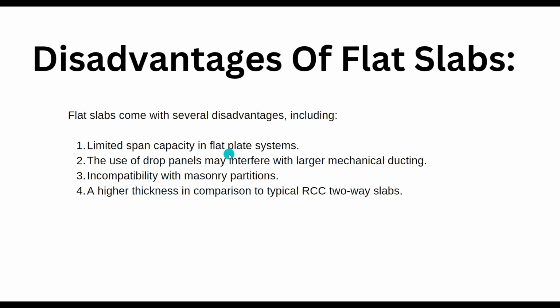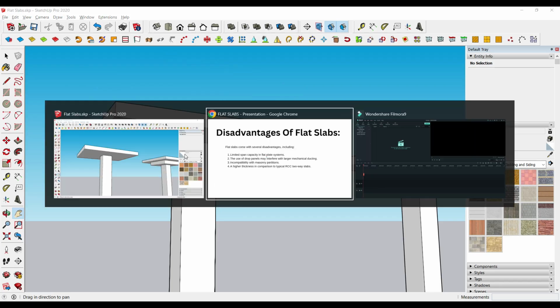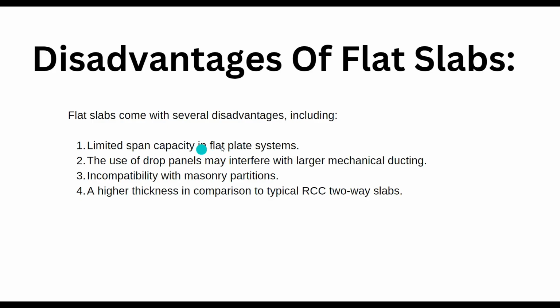If you have a flat plate system, what is a flat plate? Again, I'll just take you over here. A flat plate is something like this. So if you have a flat plate system, the distance between the columns cannot be that large. That's what they're trying to say here.